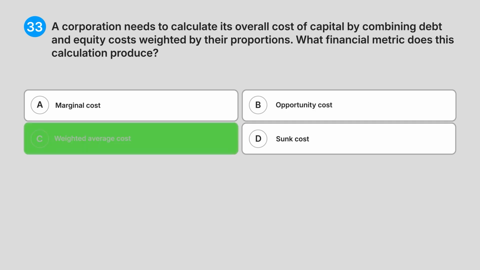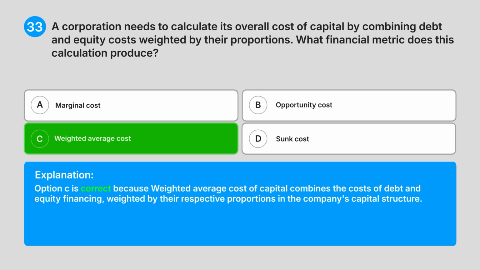Correct answer, C. Weighted average cost. Explanation. Option C is correct because weighted average cost of capital combines the costs of debt and equity financing, weighted by their respective proportions in the company's capital structure.